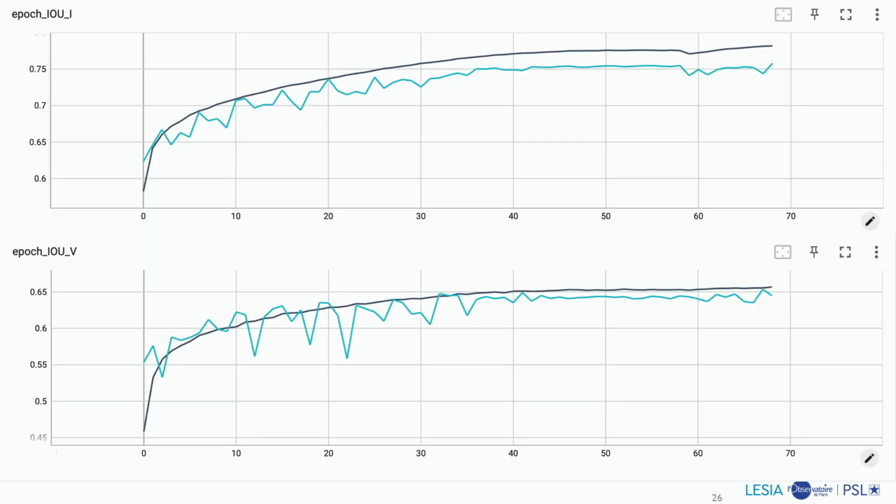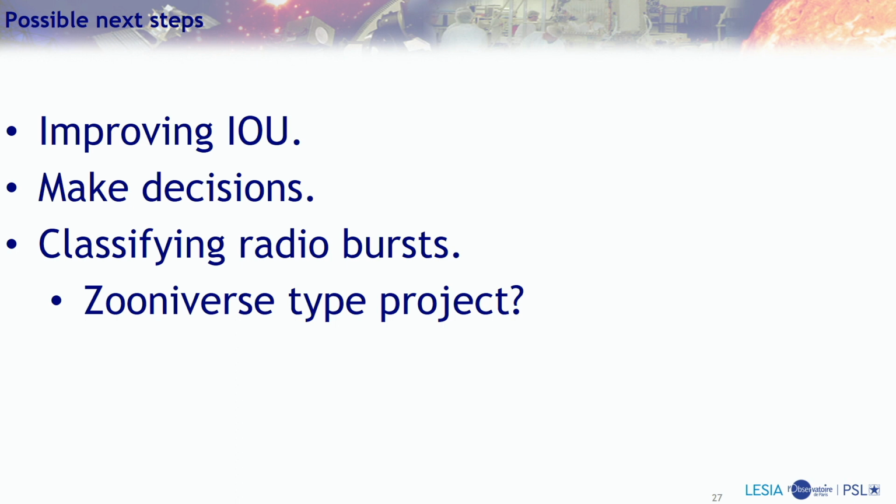Now the individual IOUs for the Stokes I, quite good again, over 75%. Not as good for the Stokes V, which is a sort of common trend. But again, I think it's probably because the silly masking threshold I'm using is not quite as appropriate in the polarization data. So to some possible next steps, need to work on improving this IOU for both classes.